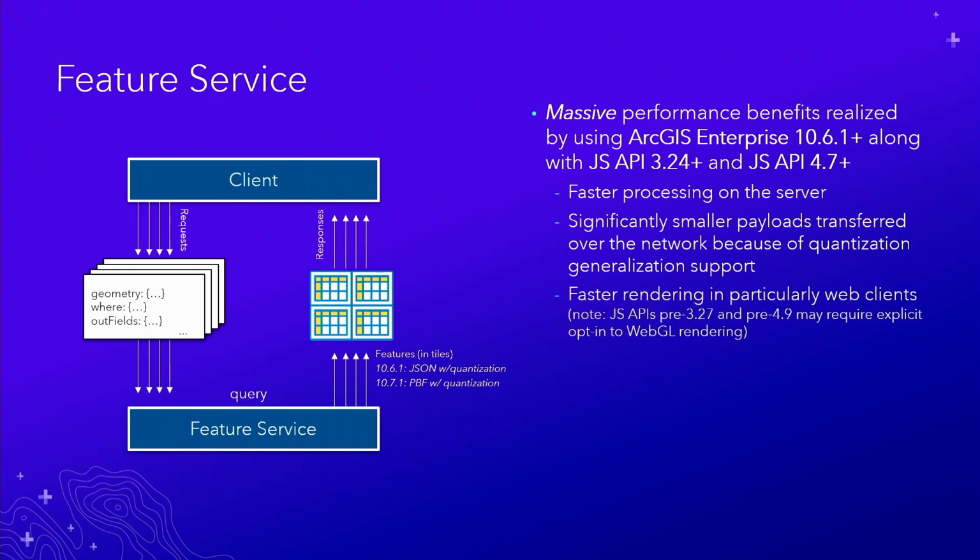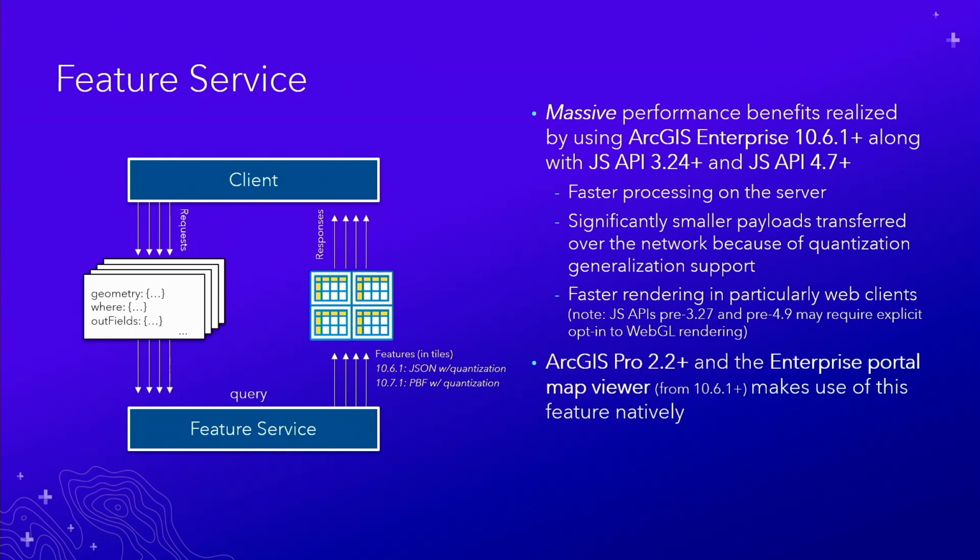You get faster rendering in the client side as well. This is particularly noticeable in web clients. If you're using the right version of the JavaScript API, this is completely seamless, and it just takes advantage of and recognizes that the server has this new capability and makes use of it. This is also used by ArcGIS Pro when connecting to a feature service that you've published using one of these newer versions of ArcGIS Enterprise. And of course, the ArcGIS Enterprise portal itself has a number of applications built in, such as the map viewer that we were just looking at, and those have been enhanced to inherently make use of this feature.